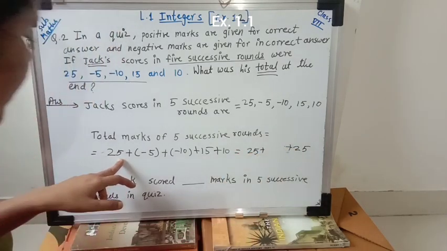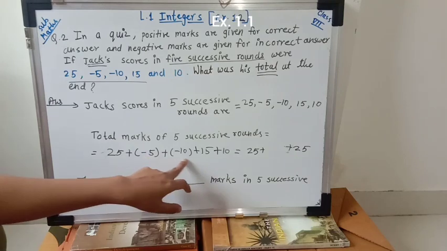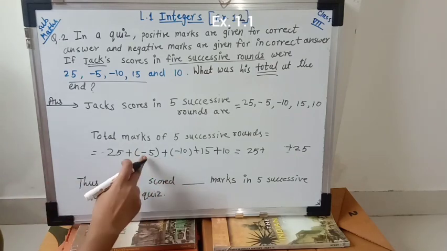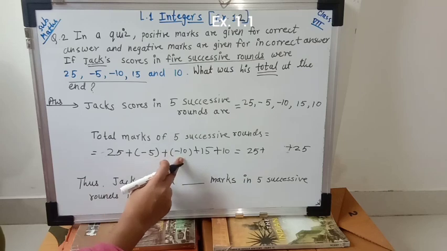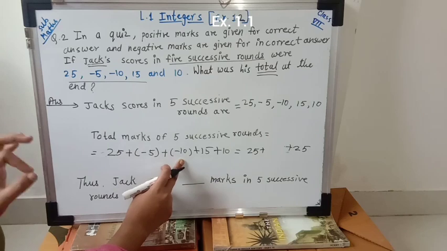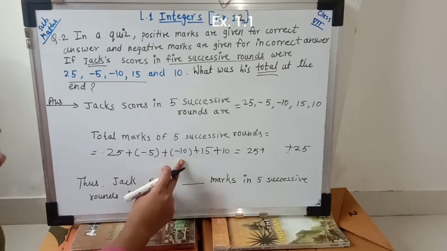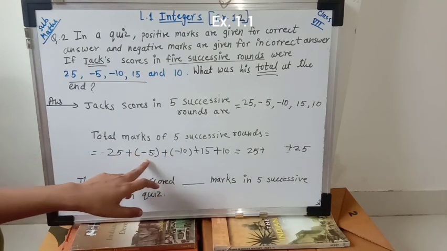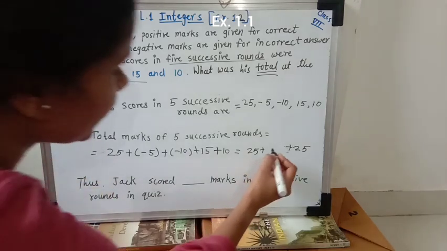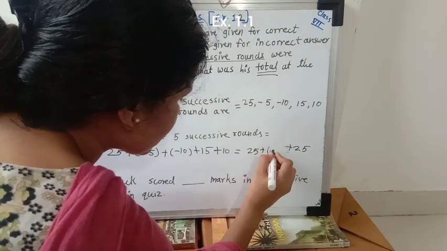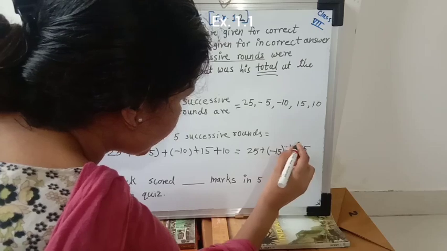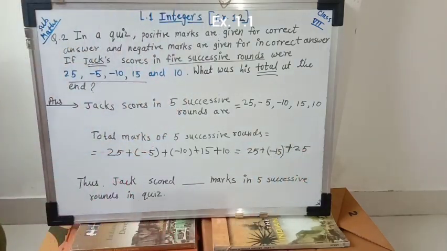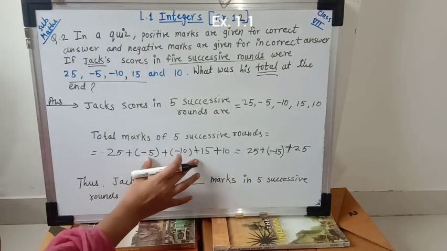Okay, and now add these two negative marks. Now here negative signs are there, negative become positive. So 5 plus 10 is equal to 15, and here we have to give the sign of the bigger number. Here 10 is the bigger number, so we have to give the sign of this minus 10 to the answer. So 5 plus 10 is equal to minus 15. Okay, we have done the addition here.